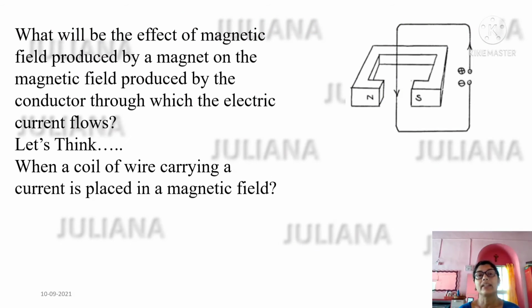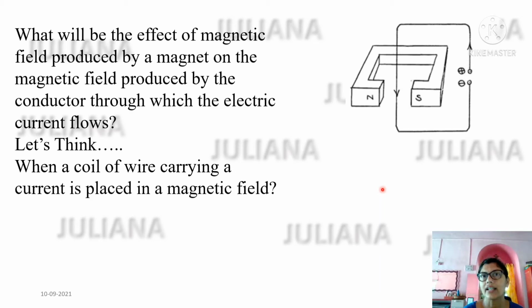Now, what will be the effect of the magnetic field produced by a magnet on the magnetic field produced by a conductor? What you see in this picture here, we have a conductor through which electricity is flowing. In fact, this is an electromagnet because this conductor is acting like a magnet. So it has its own magnetic field. And we have placed this conductor with its own magnetic field in the magnetic field of a horseshoe magnet. Okay, now what will happen?